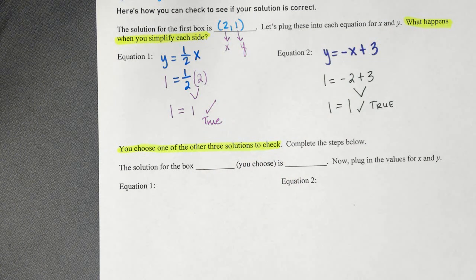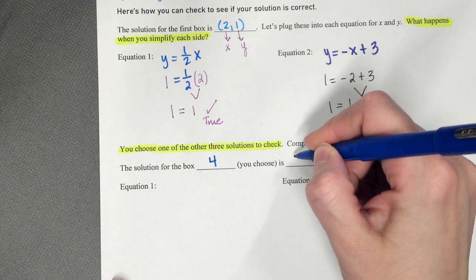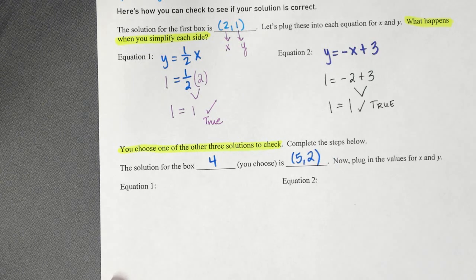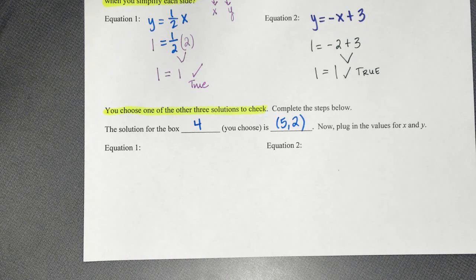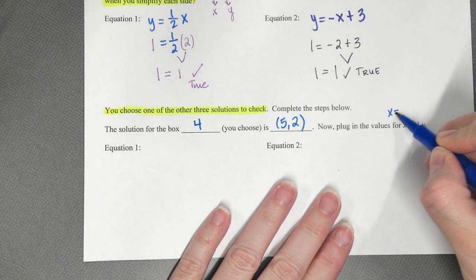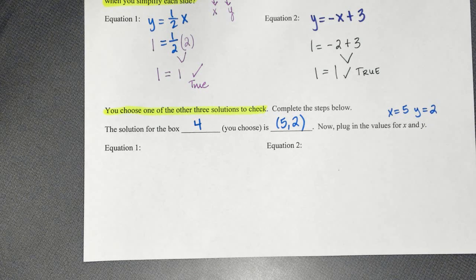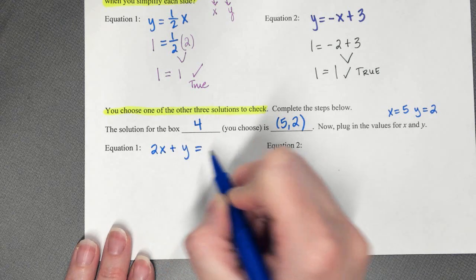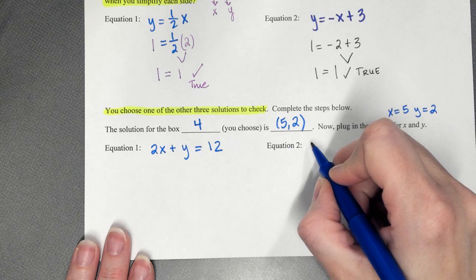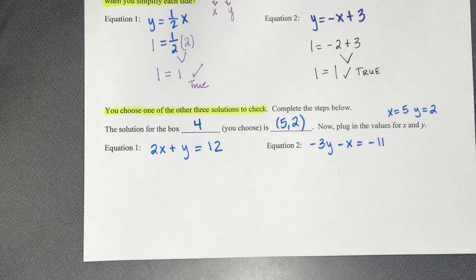Okay, so if we want, we did box 4 together, so we can do the solution for the fourth box that we got, which was 5, 2. And you're going to plug in the values for x and y. So now your x and your y are different. Your x is going to be 5, your y is going to be 2. Your equations are also different. So equation 1 is 2x plus y equals 12. Equation 2 is negative 3y minus x equals negative 11. Okay, so we're going to plug those in and simplify.